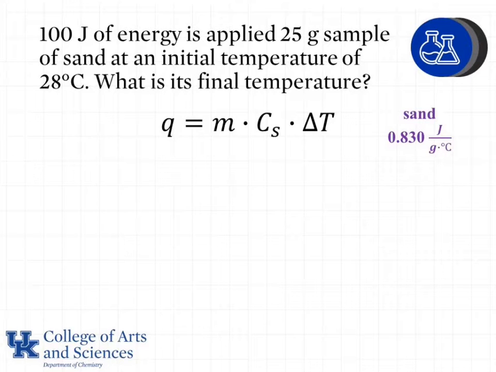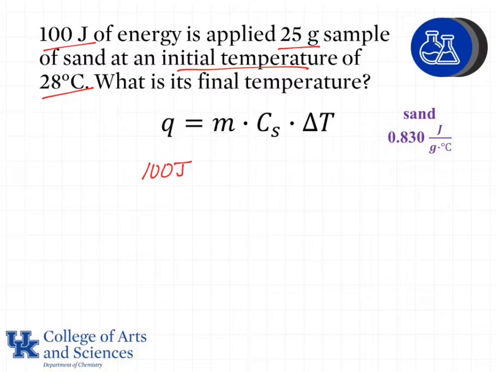Now let's look at a similar problem, but dealing with a sample of sand. 100 joules of energy is applied to a 25-gram sample of sand at an initial temperature of 28 degrees Celsius. What is its final temperature? Notice that we have 100 joules, 25 grams, and an initial temperature of 28 degrees Celsius. All of these three pieces of information are the same as they were in the previous problem for water. What's different is the specific heat capacity of sand versus that of water.